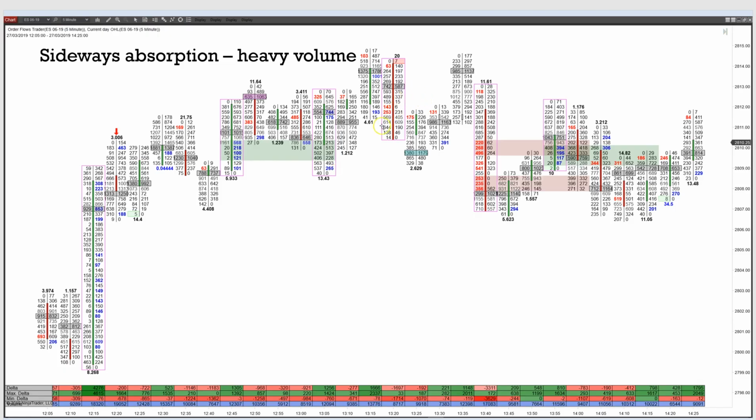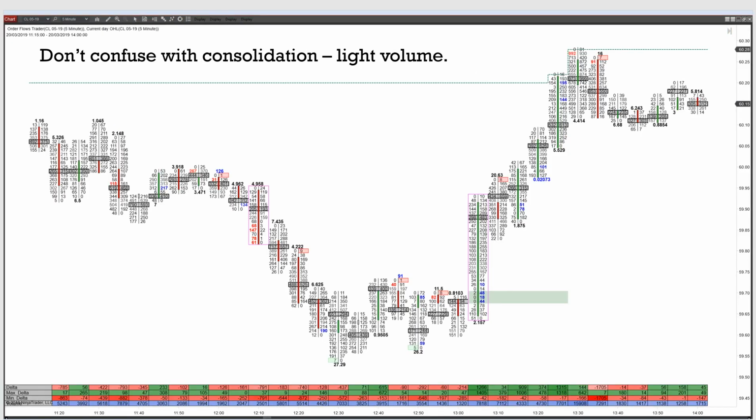You're expecting this market to go higher. Now, obviously, one of the reasons why is you have, look at all this negative delta, negative delta, negative delta. Every time it tries to poke higher, you have someone coming in there sort of putting their foot on that market, holding it down. Now, don't confuse consolidation with absorption, okay?